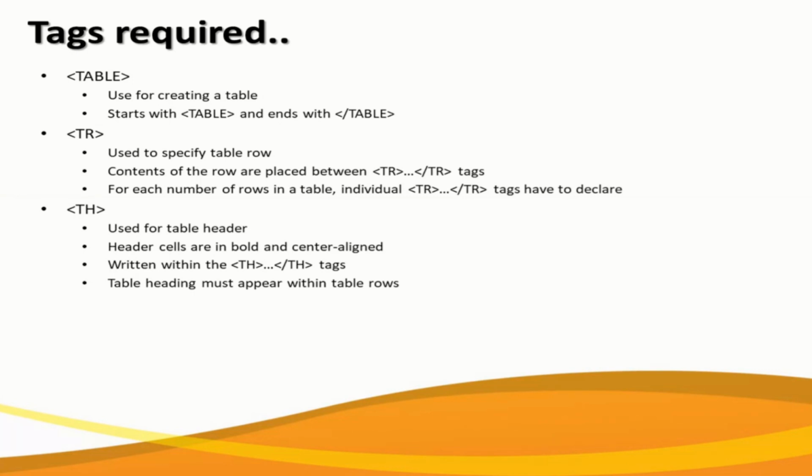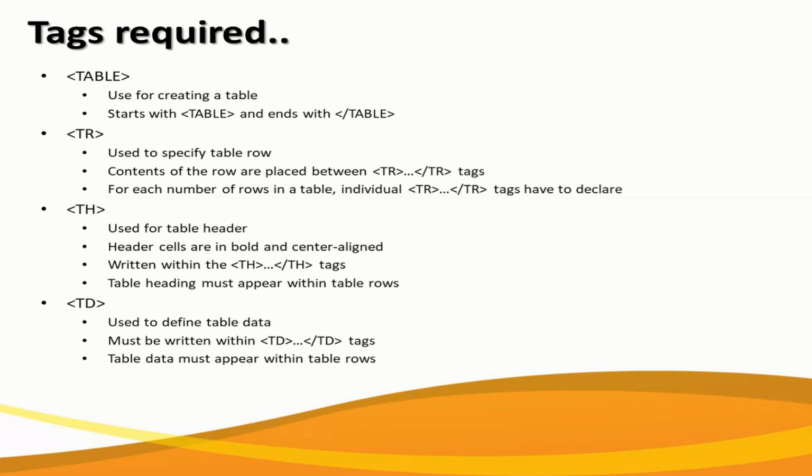Next is the th tag. Th stands for table header. By default, header cells are bold and center aligned. Table headers should be written within the th opening and closing tags. And the final one that forms the basic structure of a table is the td tag. The td tag is used to define table data. Table data must be written within td opening and closing tags. Table data cells must appear within table rows.